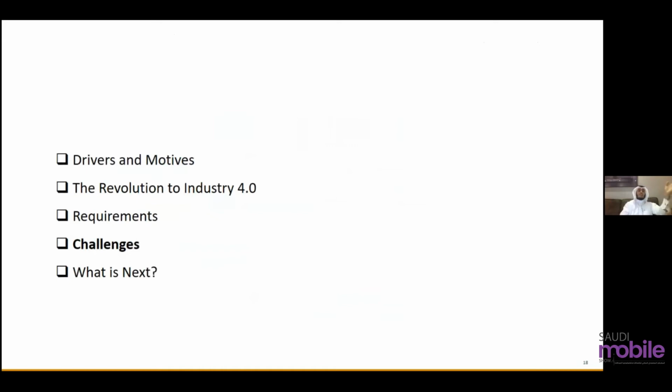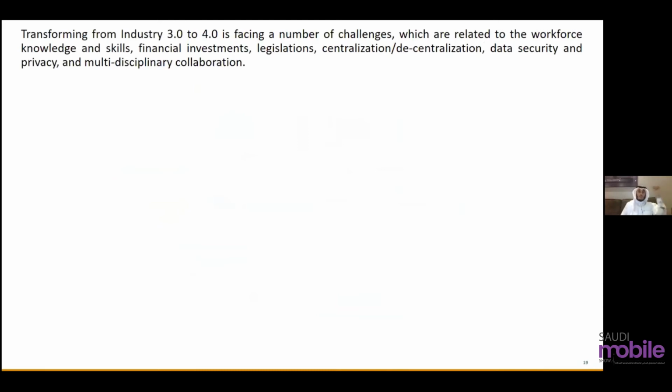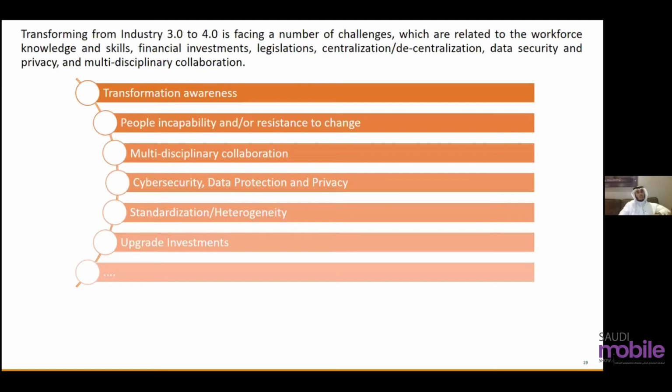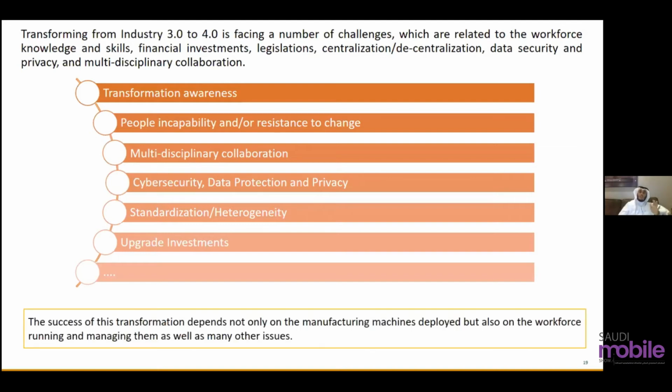So what are the challenges? We have mentioned the requirements now. But what about the challenges that are usually closely related to the requirements? Transformation from Industry 3 to Industry 4 is facing a number of challenges, which are related to the workforce, knowledge and skills, financial investments, legislations, centralization, decentralization, data security and privacy, and multidisciplinary collaboration. All of these need to be taken into account and considered carefully in order to be successful at the transformation.